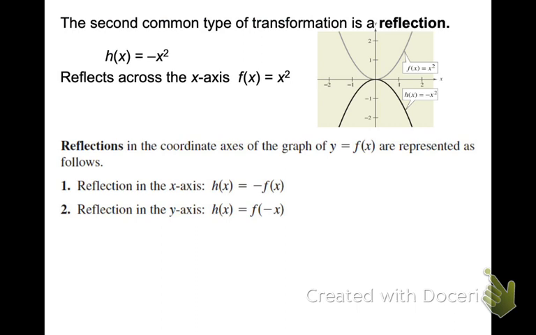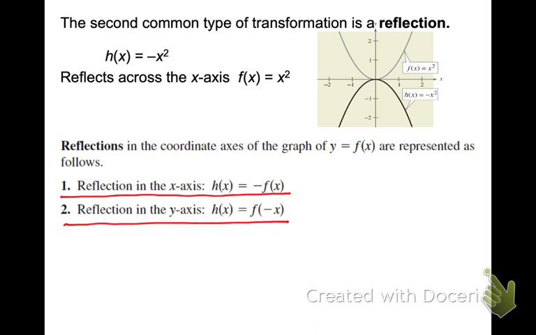Okay, the A, if it is a negative A, it is reflected over the x-axis. If the negative is on the x, it is reflected over the y-axis.